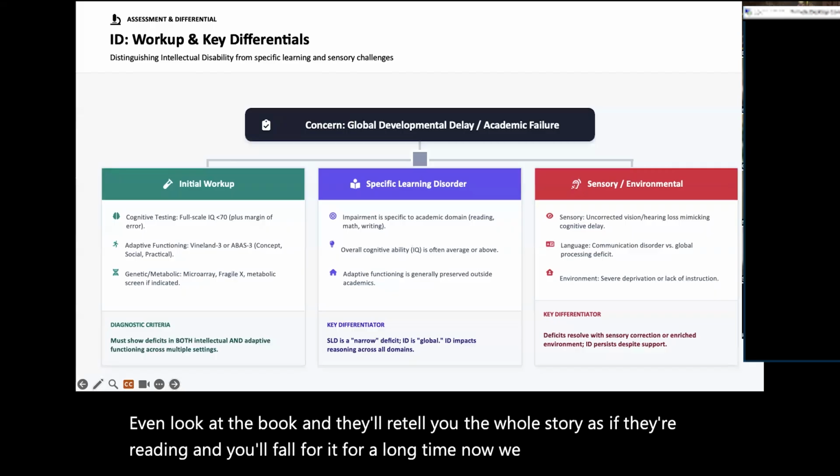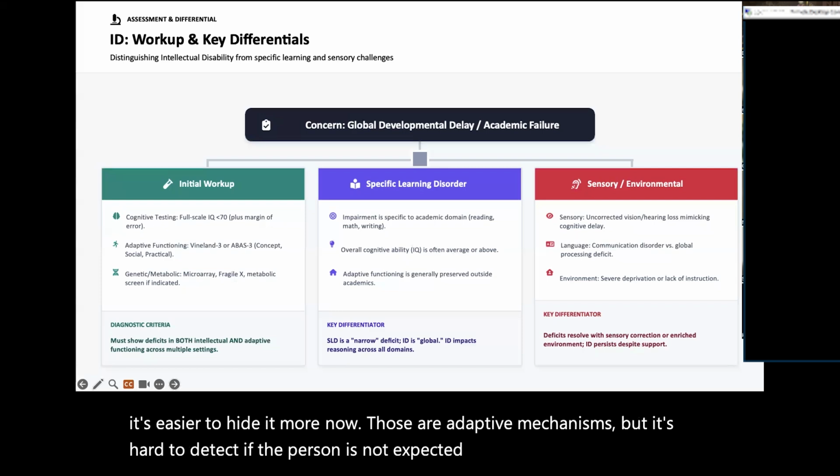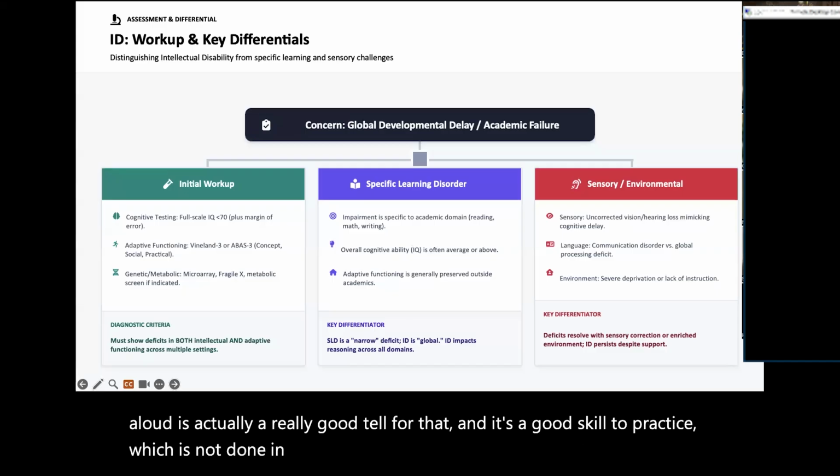Now we have talk to text, so it's easier to hide it more. Now those are adaptive mechanisms, but it's hard to detect if the person's not expected to read and write. So reading aloud is actually a really good tell for that, and it's a good skill to practice, which is not done in schools much anymore.